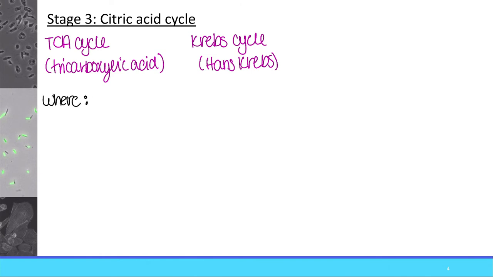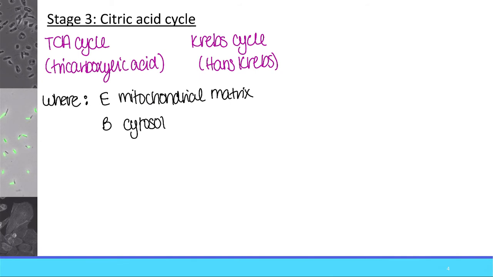So where is this happening? That's going to depend on whether we're talking about a eukaryotic cell or a bacterial cell. For eukaryotes, we are in the mitochondrial matrix. For a bacteria, we're going to be in the cytosol. For them, they don't have to worry as much about moving things around like eukaryotes do.